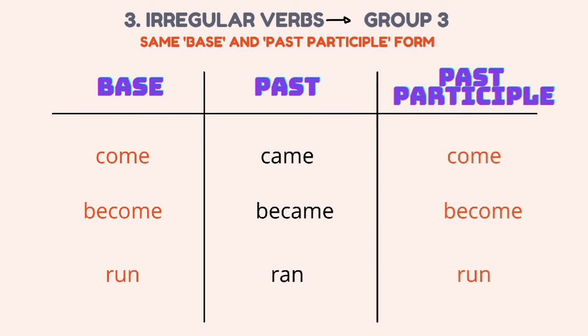Okay, for the third group, same base and past participle form. Look at the base form. For example, come. When we change it to past form, it will change to came. When we change it to past participle, it will change back to come again.